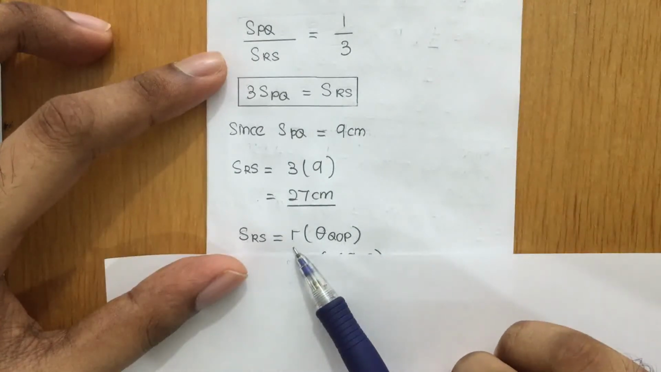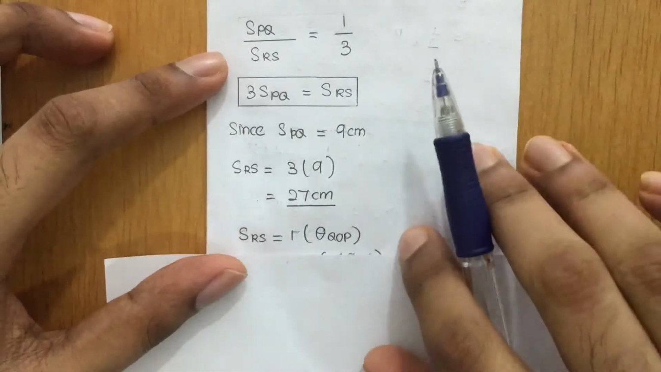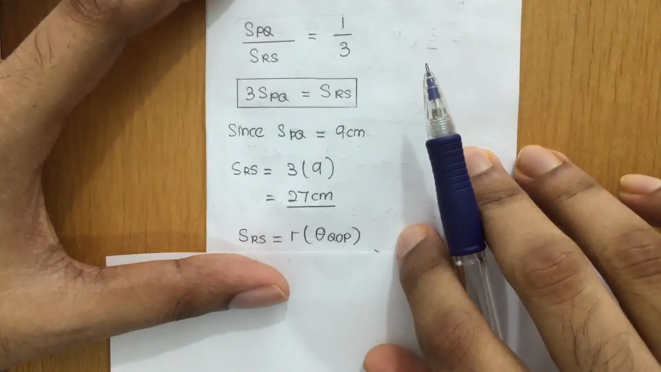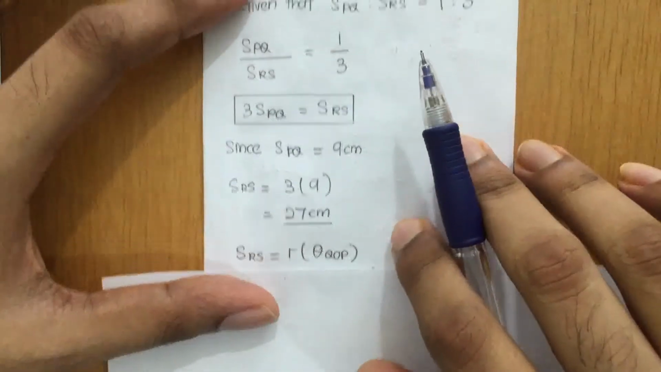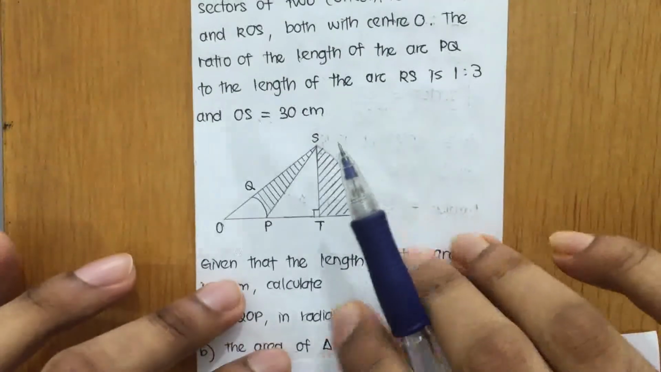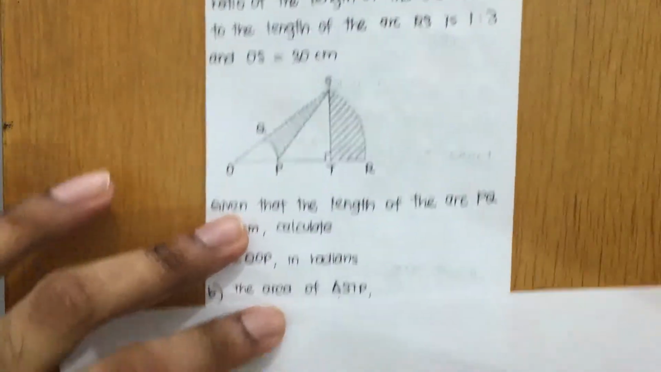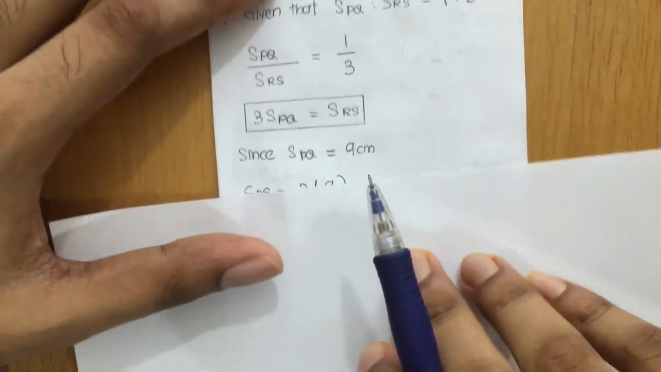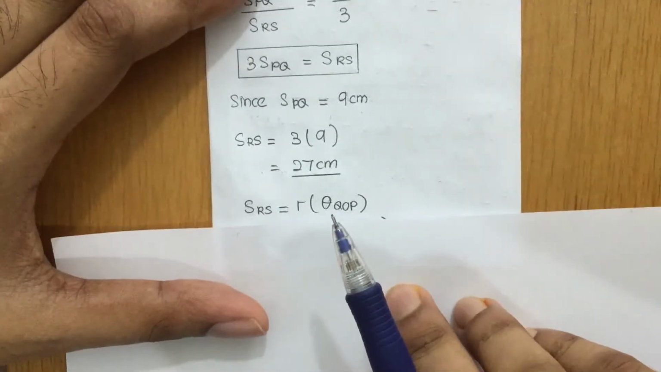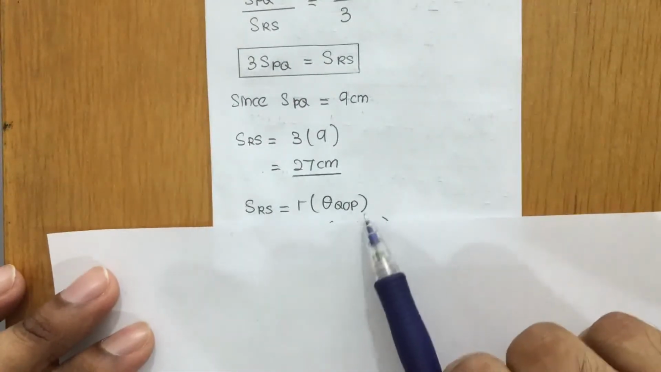So how do you know this? They already give in the question where the value of OS is equal to 30 centimeter. If you can't see it, let me pull it down where they show it to you. OS is equal to 30 centimeter. Let us proceed our discussion now. So from here let us proceed to the next step.